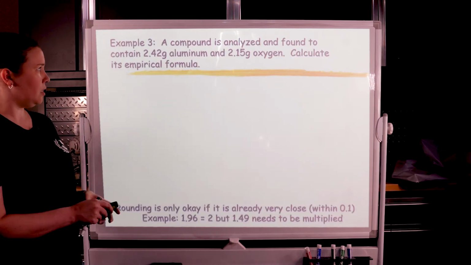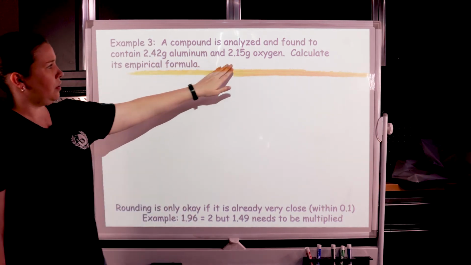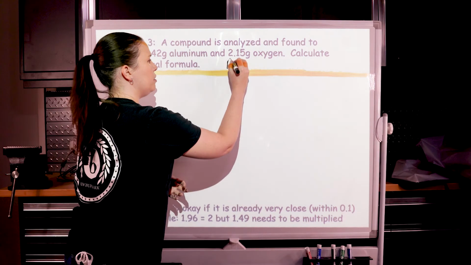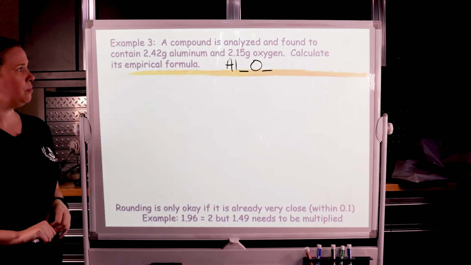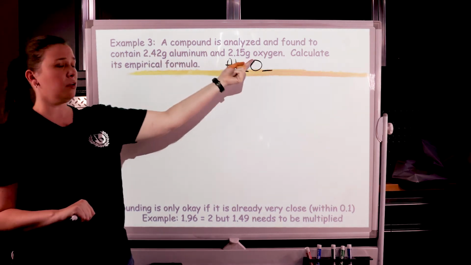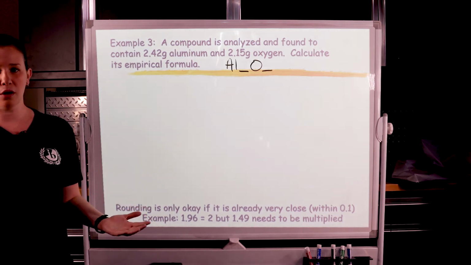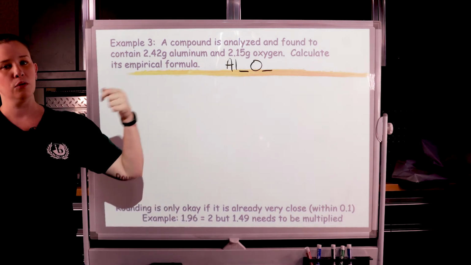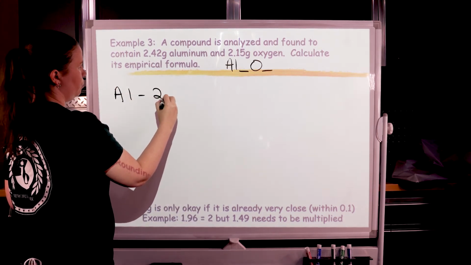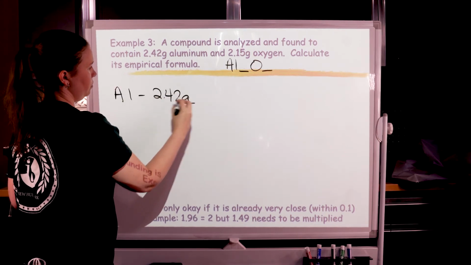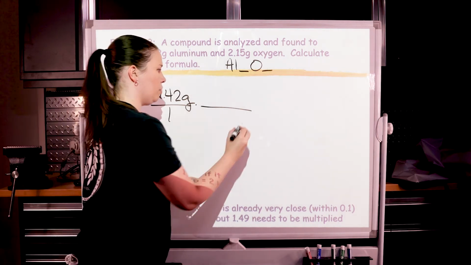Well, let's look at one last example where this is going to happen. Here I'm given the grams of aluminum and the grams of oxygen. So that tells me that I'm looking for the aluminum subscript and the oxygen subscript. But I need to be able to compare the amounts given. Can we compare gram to gram? Of course, the answer is still no. So what do we need to convert it to? Gram to mole. So I'm going to start with my aluminum, and I'm going to have 2.42 grams over 1.